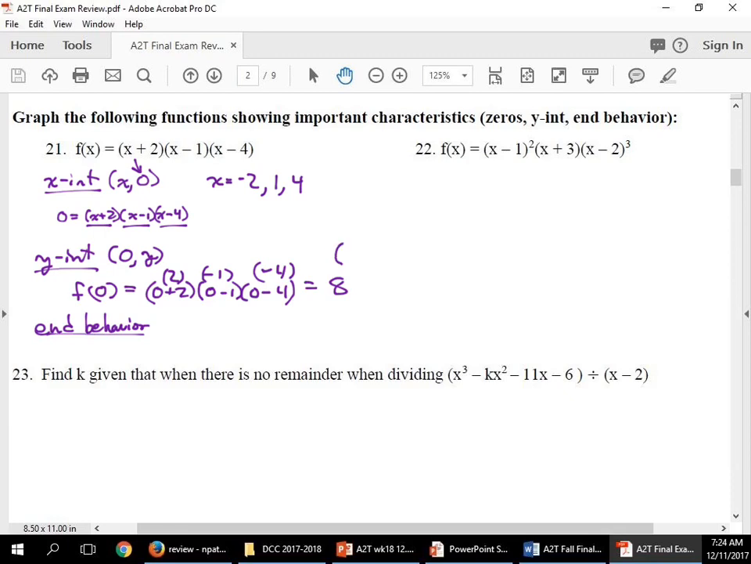I could write it as a point too. I can say (0, 8). There's only one of them, so I don't mind doing that. But I don't want to do it for all these ones. There's 3 of them. That's 3 points. It'd be (-2, 0), (1, 0), (4, 0). Okay, so we have all these intercepts.